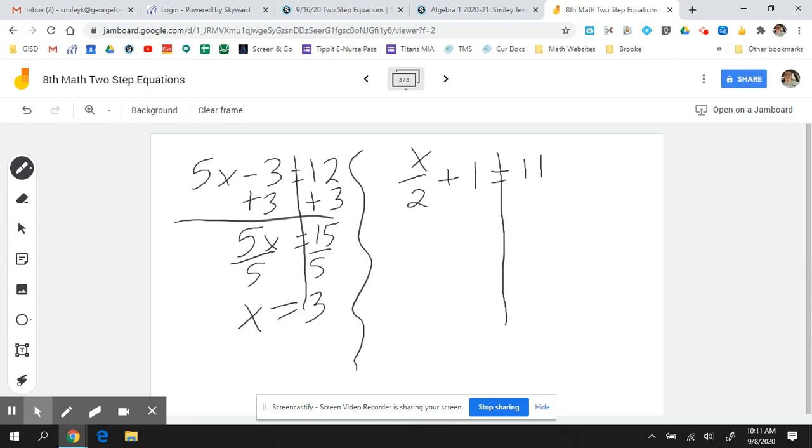We're still going to do our plus sign, our addition sign first. So the opposite is to minus 1 both sides. Those cancel. I am left with x over 2 equals 10.